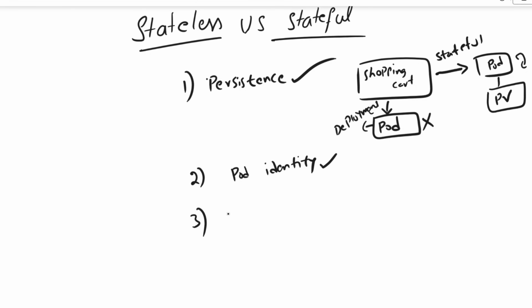The third key issue is storage consistency, which means that the data will be the same whenever you access it, even if the pod is restarted or moved to a new node.